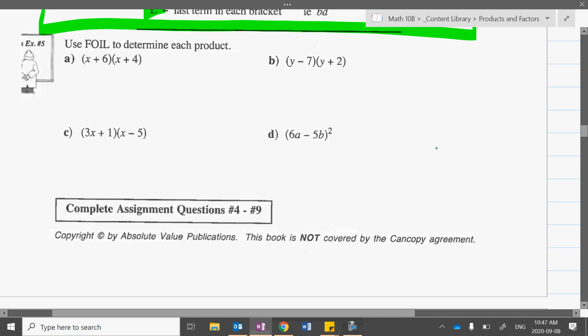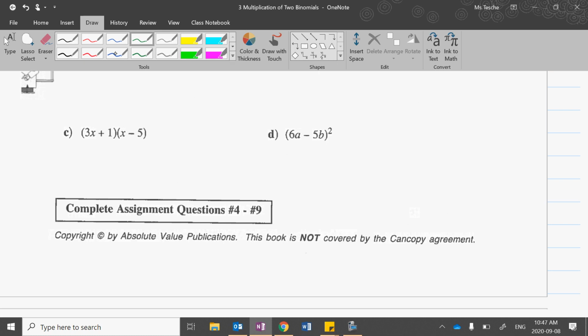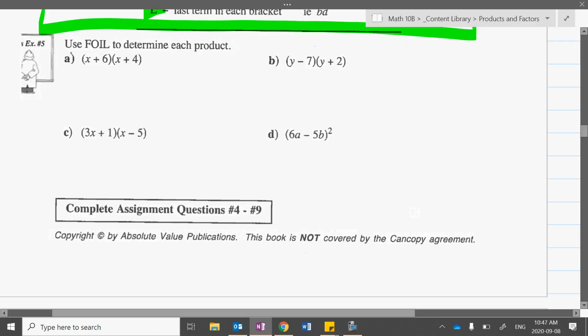After this, we're half done this unit. It is a little bit of a quick unit, but it's also kind of a tricky unit doing this stuff. So use FOIL to determine each product.